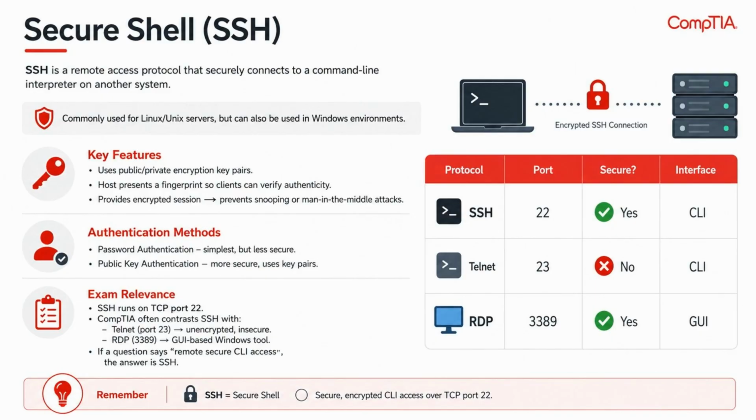Secure Shell, or SSH, is a protocol for secure remote access to a command line interpreter. It runs on TCP port 22 and uses encryption keys to prevent snooping. Unlike Telnet, which is unencrypted, SSH is the standard for secure remote CLI access.